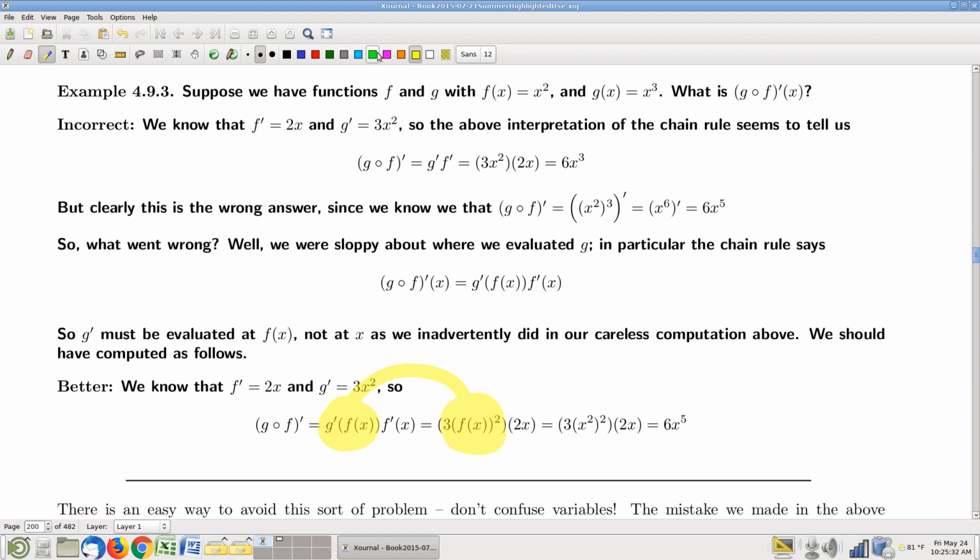Notice that what goes into g prime is f of x, right, which is x squared. So it's not 3x squared, it's 3x squared squared. That was the oops. That's where we blew it. Okay.